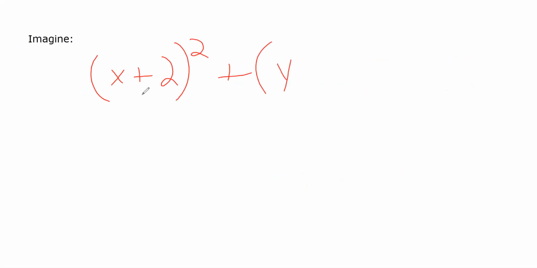Okay, so we're still playing around. We're playing with our imaginations. Imagine the equation (x + 2)² + (y − 19)² = 0.